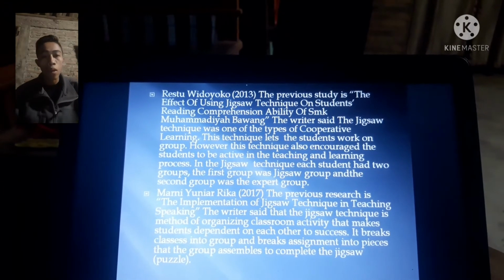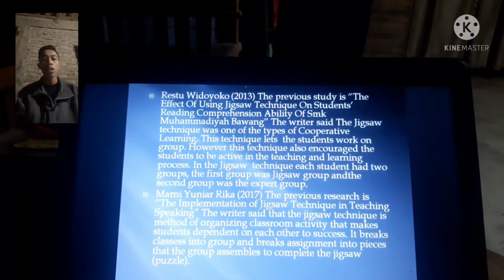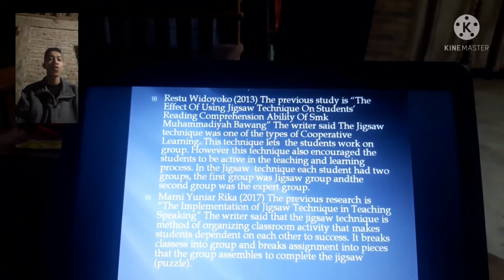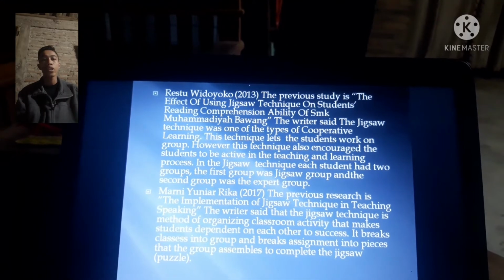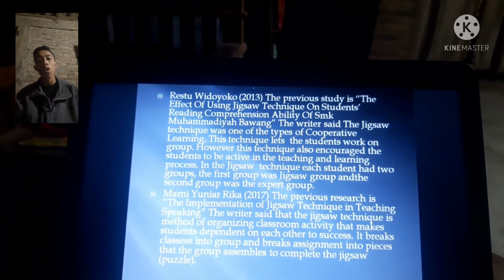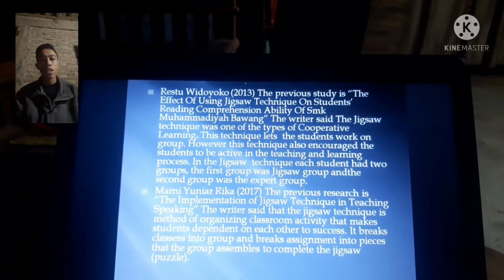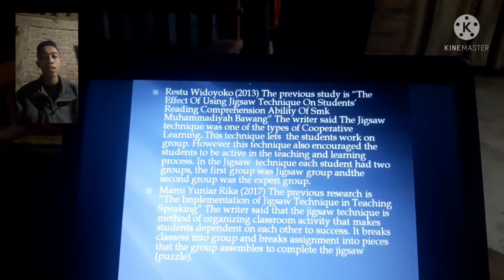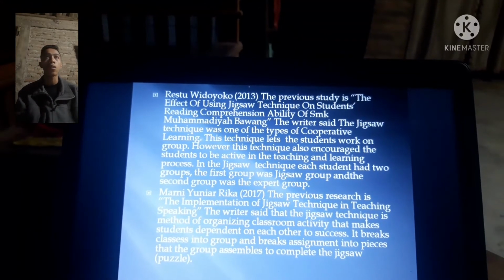And then by Marni Juniorika, the previous research is the implementation of the jigsaw technique in speaking. The researcher said that the jigsaw technique is a method of organizing the classroom actively that makes students depend on each other to succeed. It breaks the class into groups and breaks the assignment into parts that the group assembles to complete the jigsaw or puzzle.